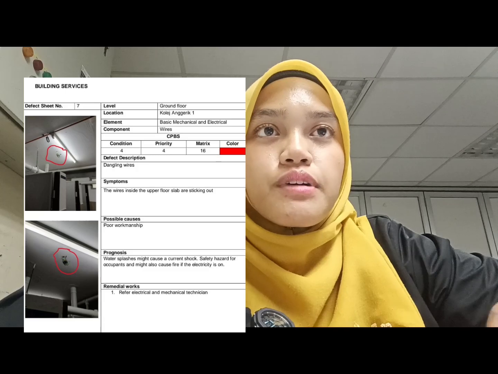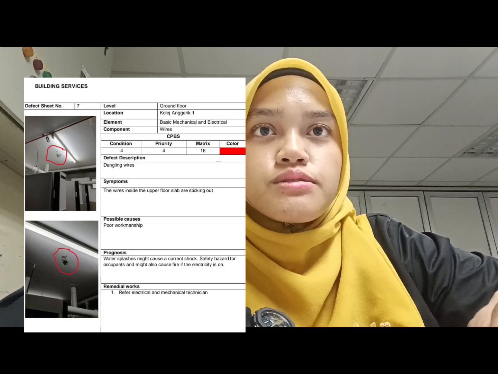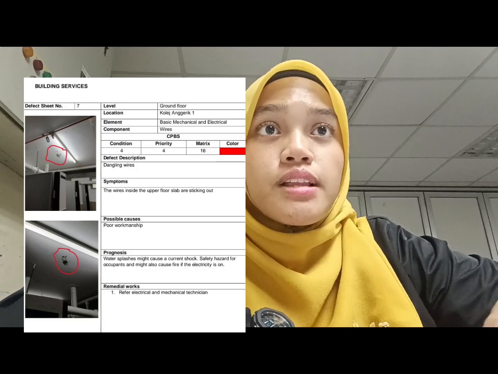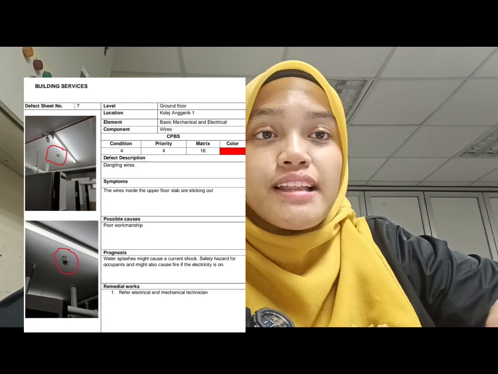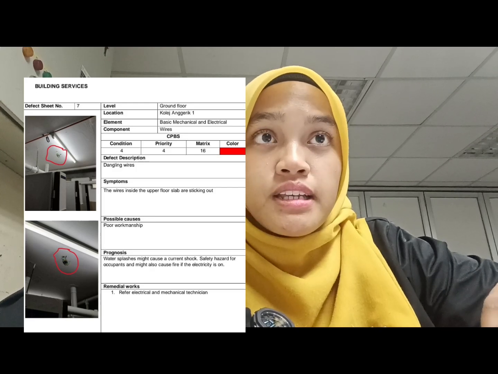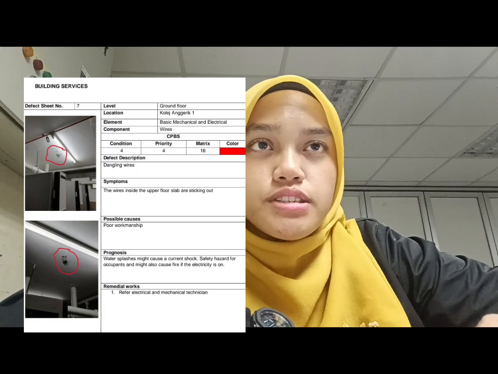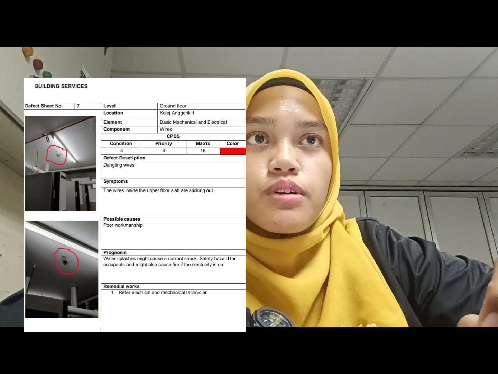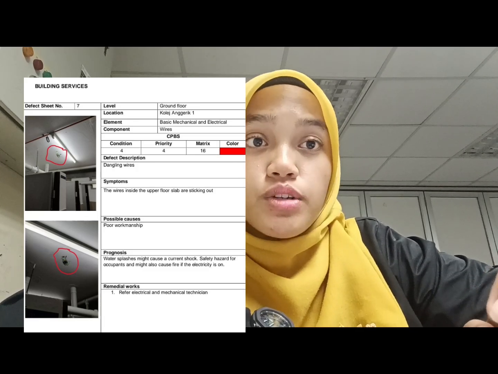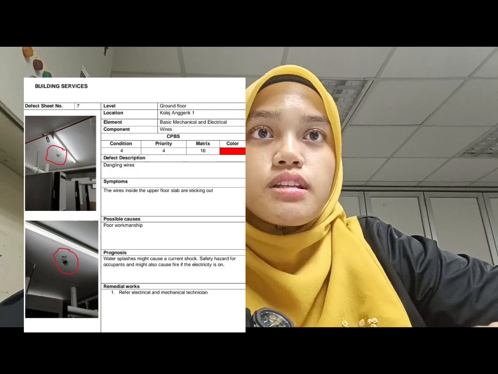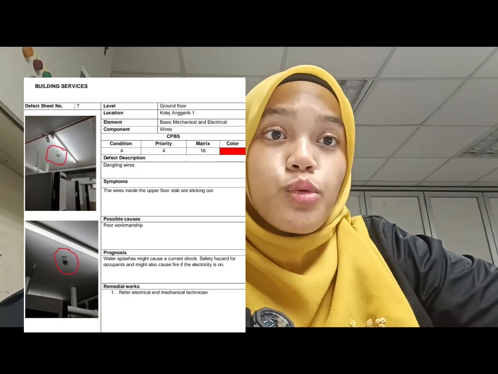This defect I found in college on grade 1 is really serious. So the element is basic mechanical and electrical, which is basic M and E, and the components is wires. The condition is 4, the priority is 4, the matrix number is 16, and the coding color is red. The defect description is dangling wires.